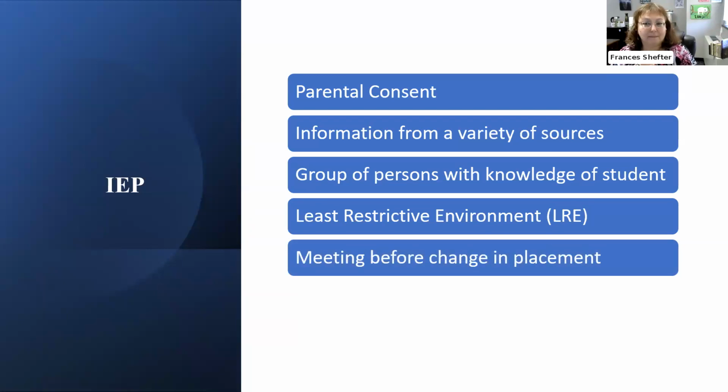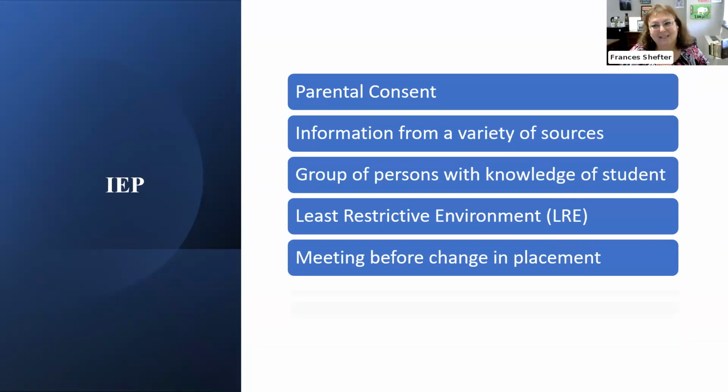There must be a meeting before a change in placement. So the school can't just say, oh, this isn't working, we're going to put them in a self-contained classroom. They have to have an IEP meeting, and it needs to be discussed and reviewed, and the parents need to support it. If the parents don't agree, that's when you file for due process and get stay put. But that could be a whole other presentation on its own as well.